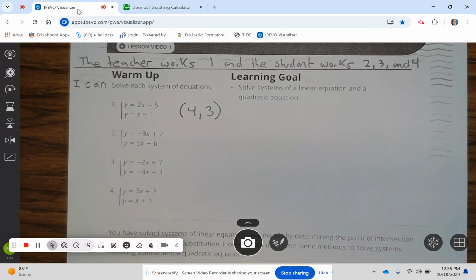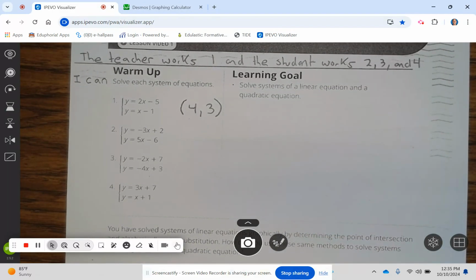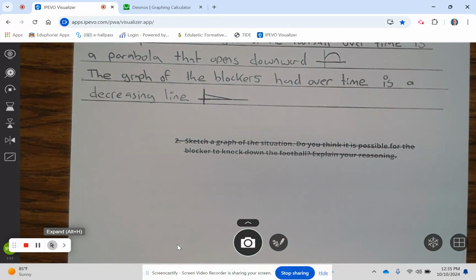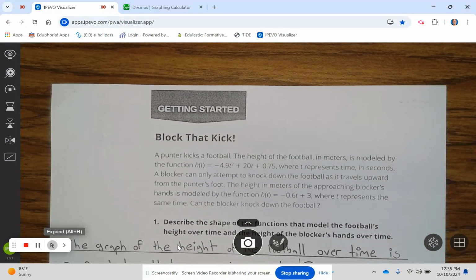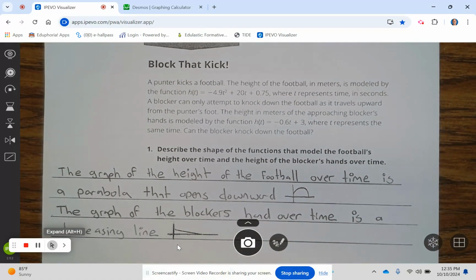All right, let's take a look at the next page. Getting started: Block that kick. A punter kicks a football. The height of the football in meters is modeled by the function h of t equals negative 4.9t squared plus 20t plus 0.75, where t represents time in seconds. A blocker can only attempt to knock down the football as it travels upward from the punter's foot. The height in meters of the approaching blocker's hand is modeled by the function h of t equals negative 0.6t plus 3, where t represents time at the same time. Can the blocker knock down the football?